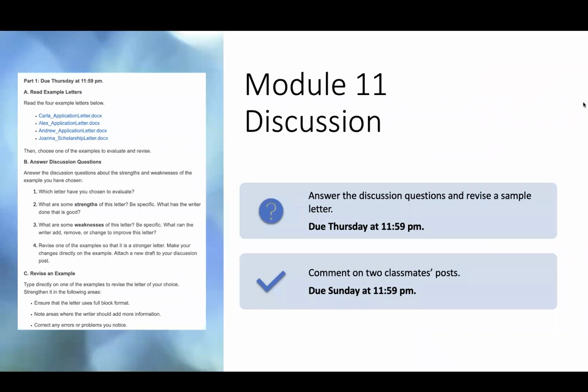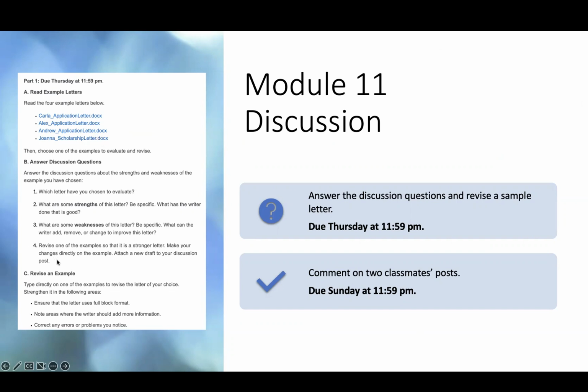And in the Module 11 discussion, you'll see that there are 4 example letters. And so in this discussion, you're asked to choose one of these 4 examples. And then with the example you select, please let your classmates know which choice you're choosing, what you notice are strengths of this letter, be specific, and explain what you think the author is doing that is good. And then note some weaknesses in the letter. So be specific, what could the author add, remove, or change to improve the letter?